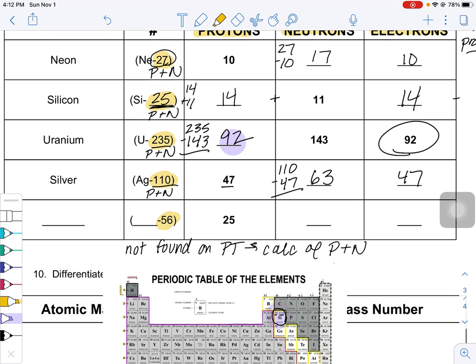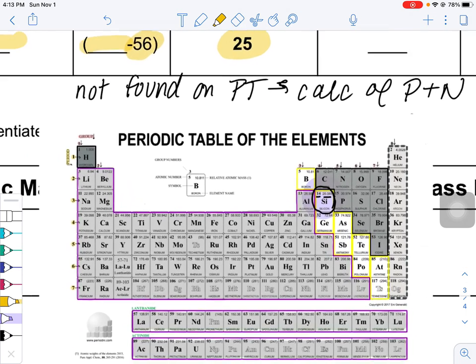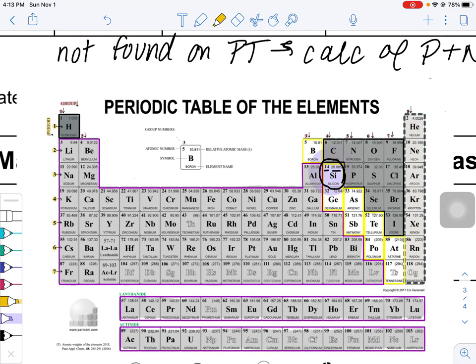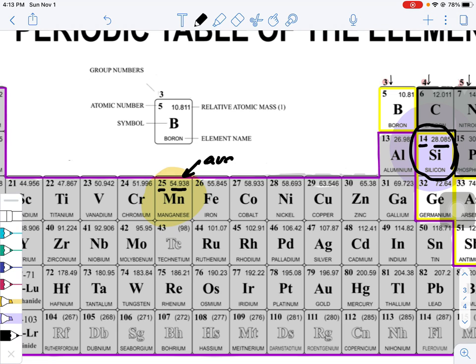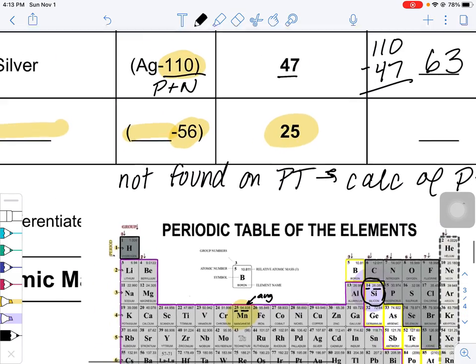Our final one, we do not have an element name or symbol, but I do know the number of protons. So I do need to search and find my element that has a mass, or excuse me, protons of 25. Here it is here, manganese. So I've got 25 protons. Remember, this is my atomic mass. So this is the average. I cannot use this to determine my mass number. I need to stick with that protons and neutrons.